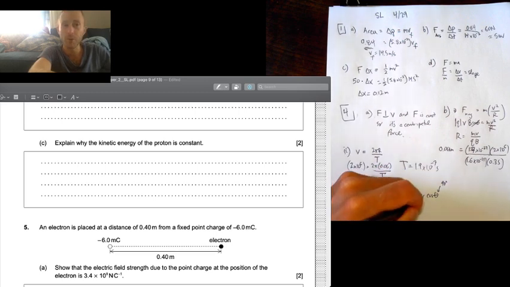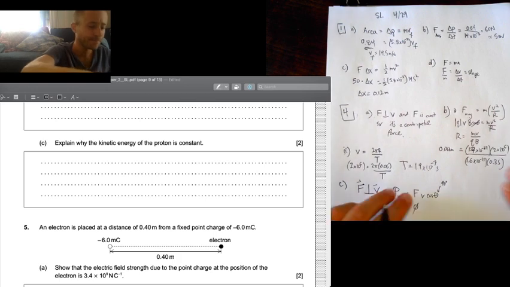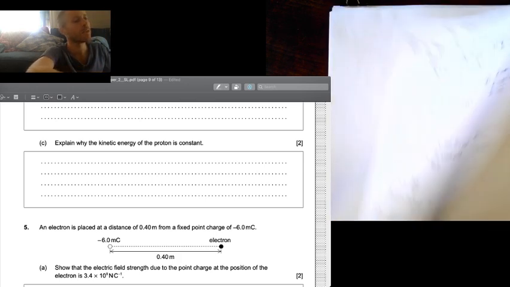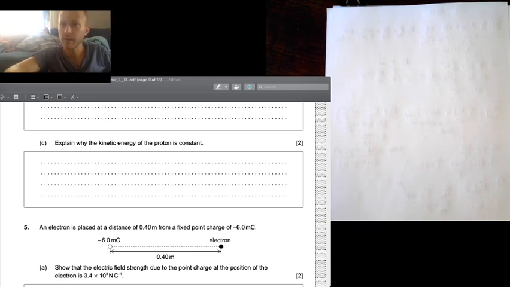So the magnetic force isn't doing any work. And if it doesn't do any work, then that means that the speed of the proton is constant. Because if it was doing positive work, then the proton would be speeding up. So I would say something to that effect. All right. So that looks like the second problem for today.